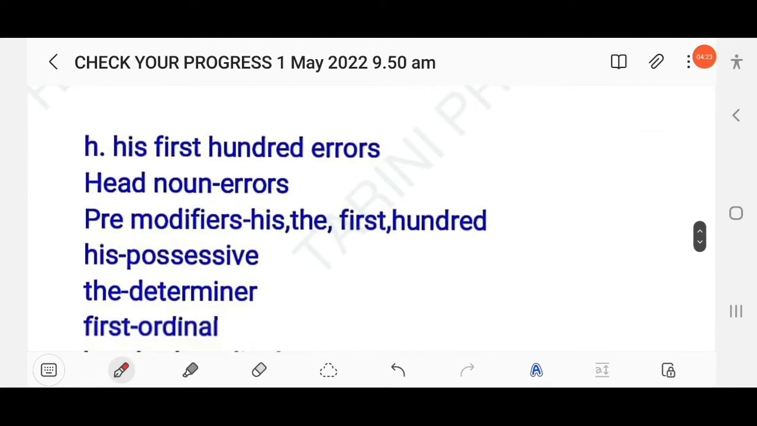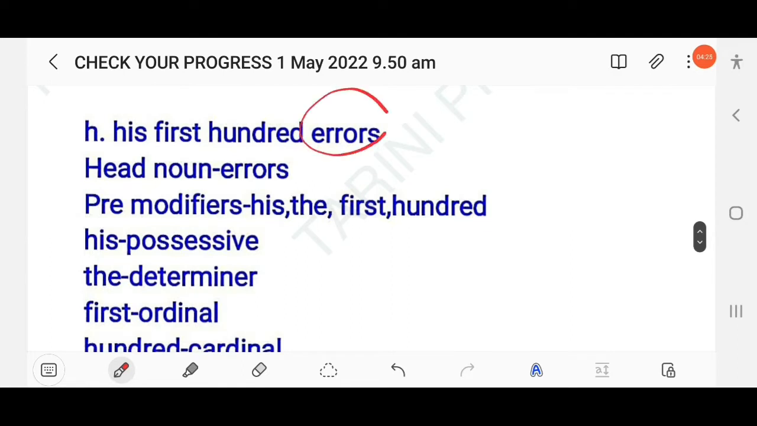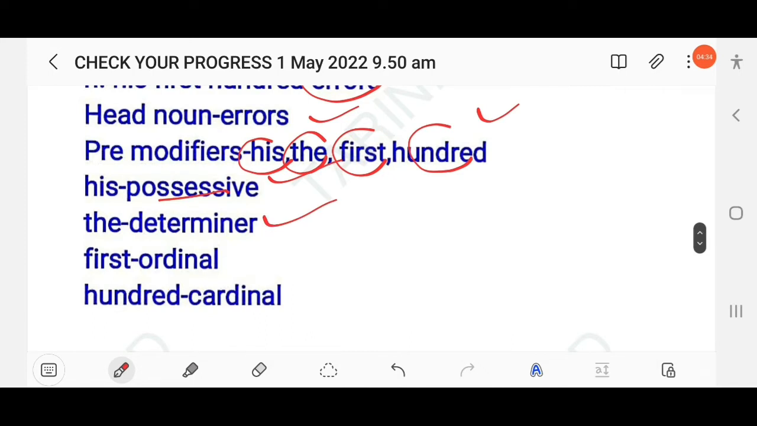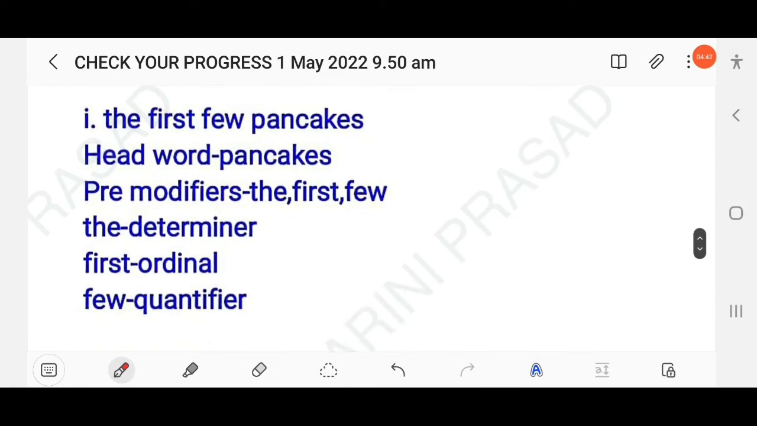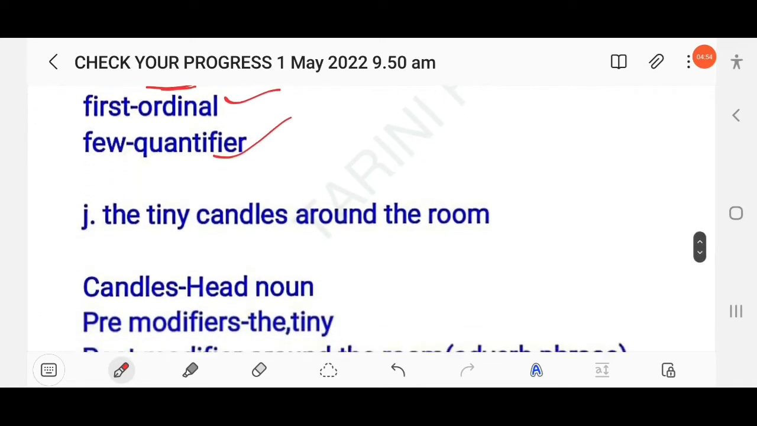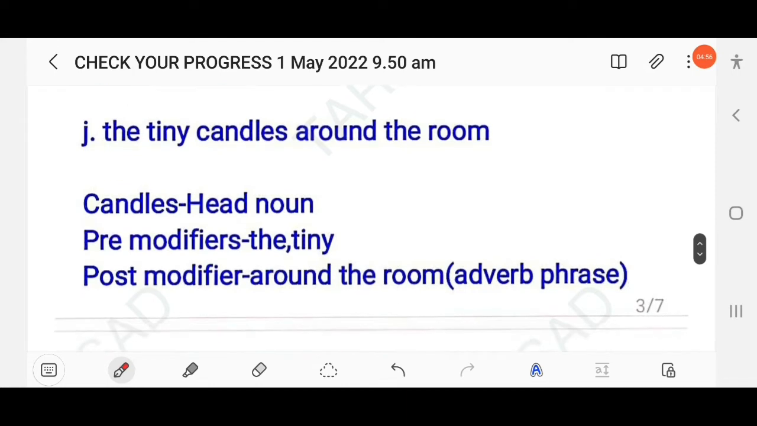The next is his first 100 errors. The head word is errors, and the pre-modifiers are his, the, first, 100. His is possessive, the is a determiner, first is ordinal, and 100 is cardinal. Then next, the first few pancakes. The head word is pancakes, and the pre-modifiers are the first few. The is a determiner, first is ordinal, and few is a quantifier.